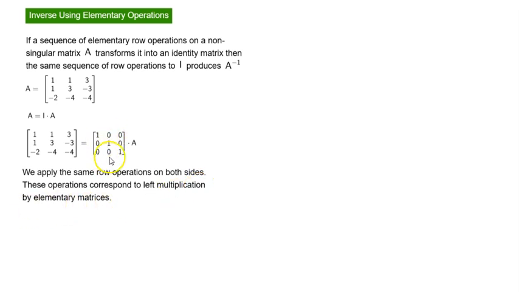Now remember, we need to carry out this row operation only on the identity. We don't have to do it on A on this side as well. Why? Because remember the theorem: applying an operation to a product is the same as applying it to the prefactor and then multiplying by A. So we need to apply it only to the identity.